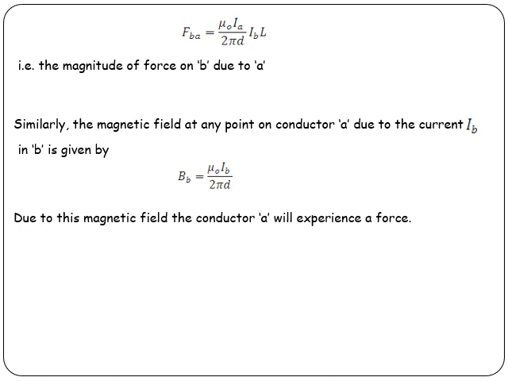This is due to the current flowing through the conductor B. There will be a force acting on A due to this magnetic field. So that force is given as FAB, that is equal to BB IA into L. Again, there should be a sin theta. Sin theta goes to 1 because the angle is 90 degrees.